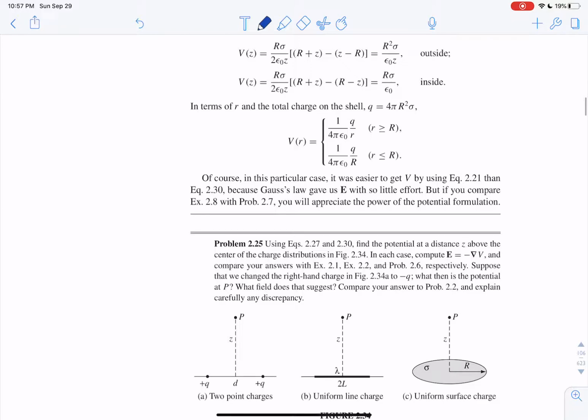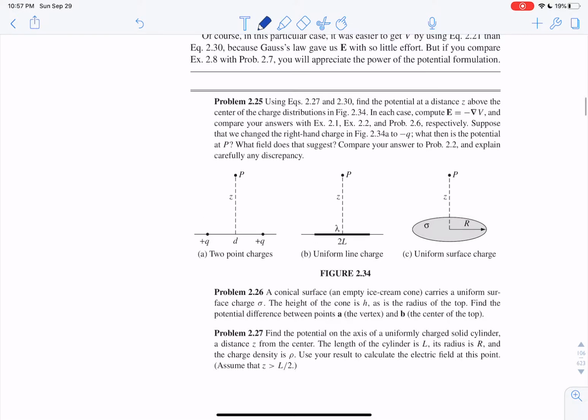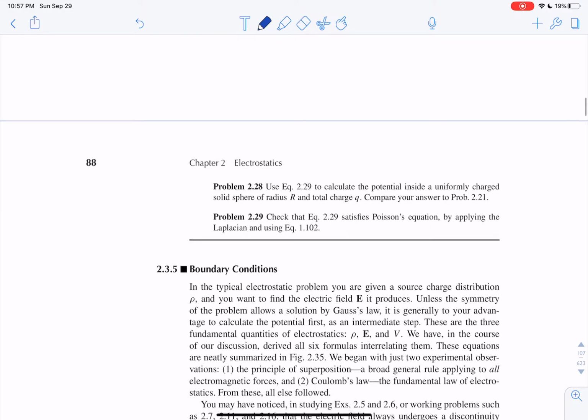And the total charge of the shell is this. Okay, q equals 4 pi r squared sigma. This is exactly what we thought it was. So then your total potential greater than r is here, less than r is there. Okay, which is pretty cool. In this case, the point is that it's easier to get V this way. So for certain problems it makes sense to do that. Then we get some more problems there.